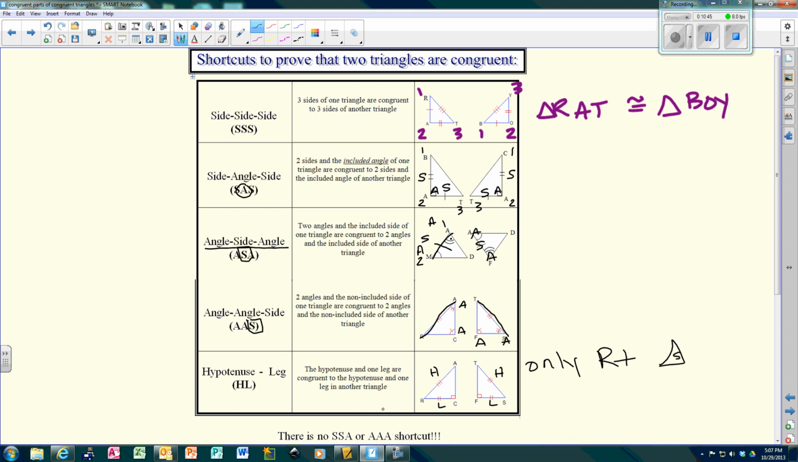Now there's 2 shortcuts that do not work. That's side, side, angle, and yes, it does say what you see in reverse. Or angle, angle, angle. These 2 will not work. I call this one, just for fun, the Donkey Theorem. And the Donkey Theorem lies. All right, we'll talk about that more next time.